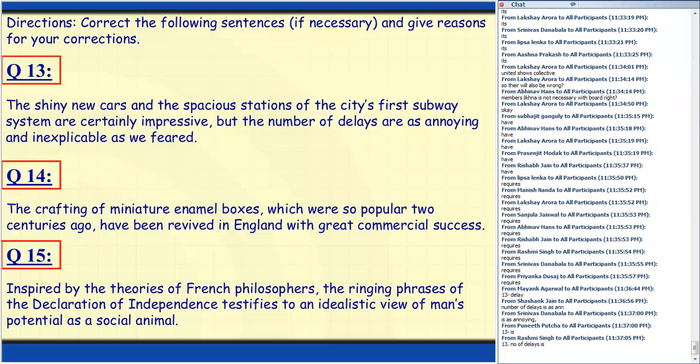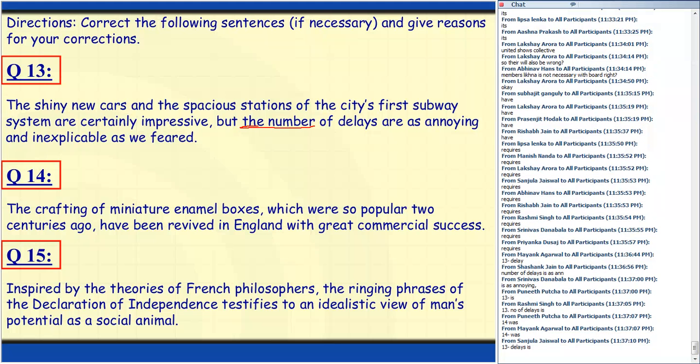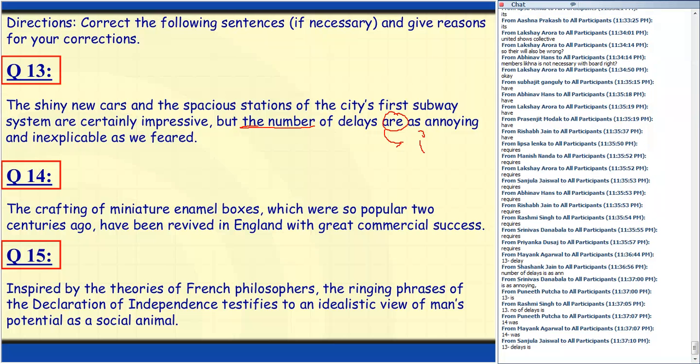Okay, number 13. But the number of delays are as annoying and inexplicable as we fear. Okay. 14th.